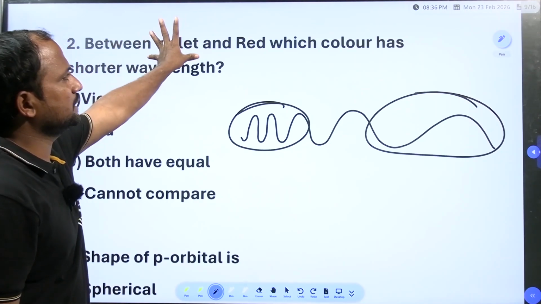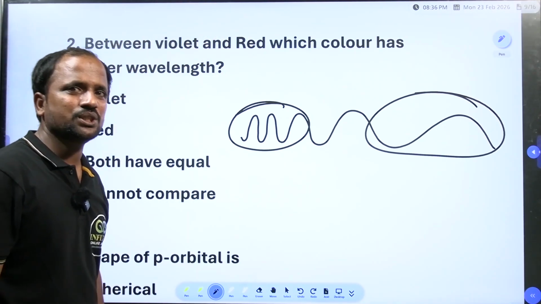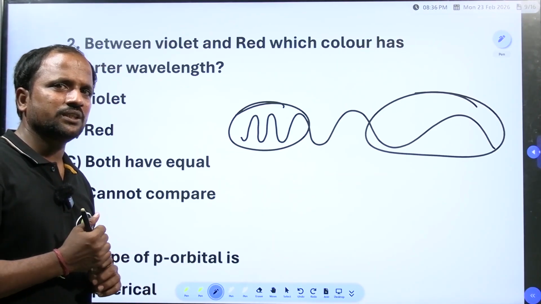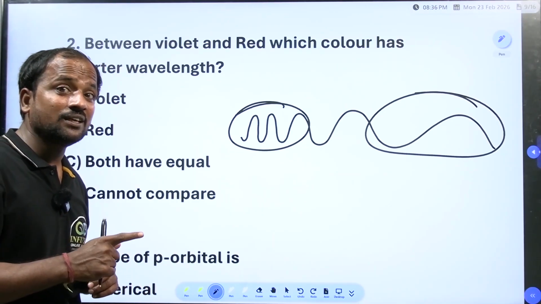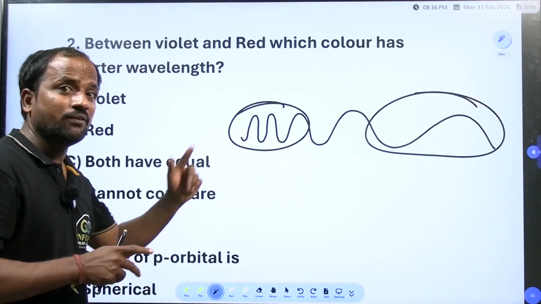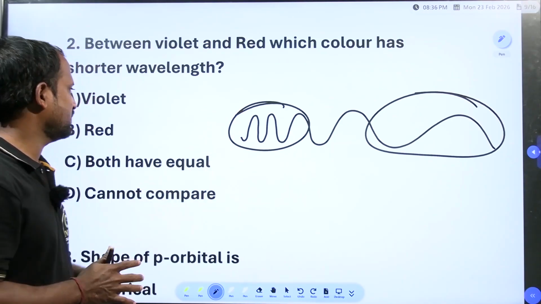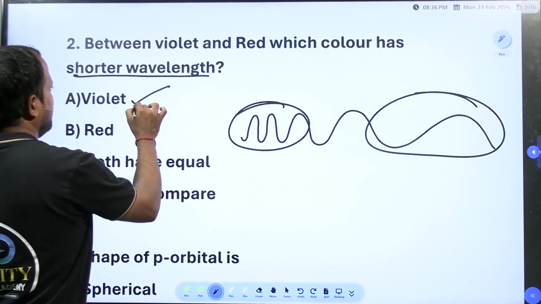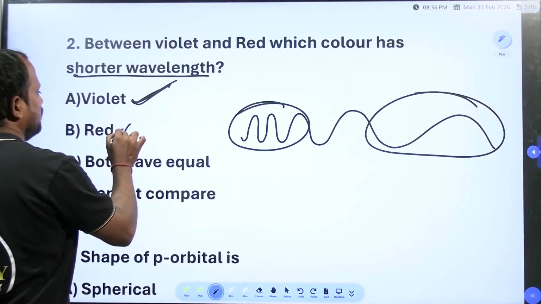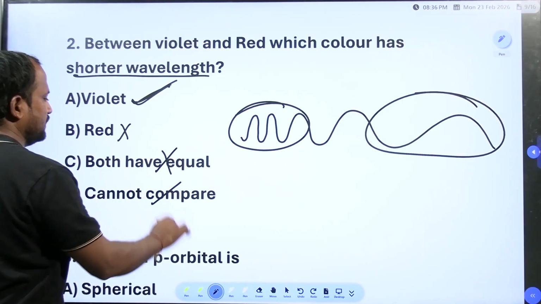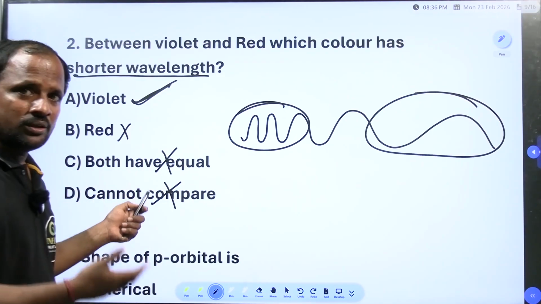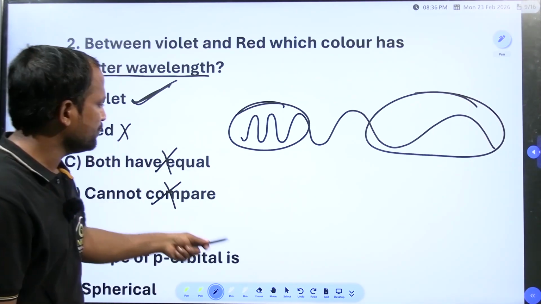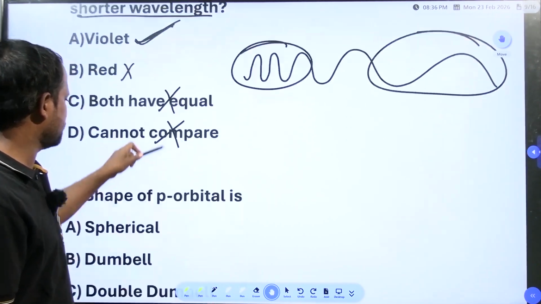Which color has the shortest wavelength? Which color has the longest wavelength? Already in the last session we discussed it. Red light has the longest wavelength and violet has the shortest wavelength. So that's why the shortest wavelength here is violet. Red is longest; both are not equal, so you cannot compare them. So you are going to select violet, the shortest wavelength.